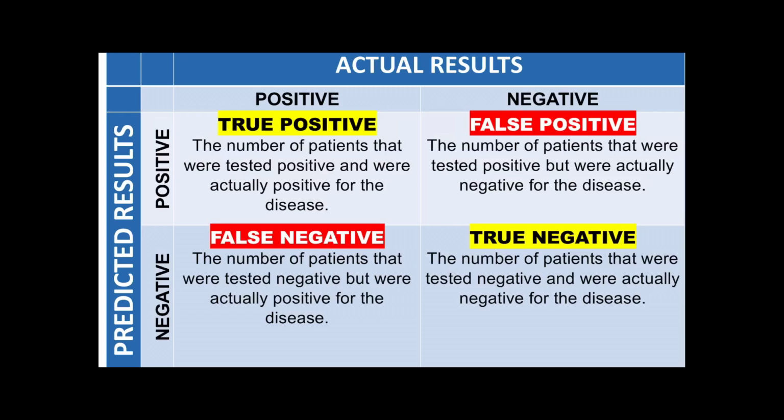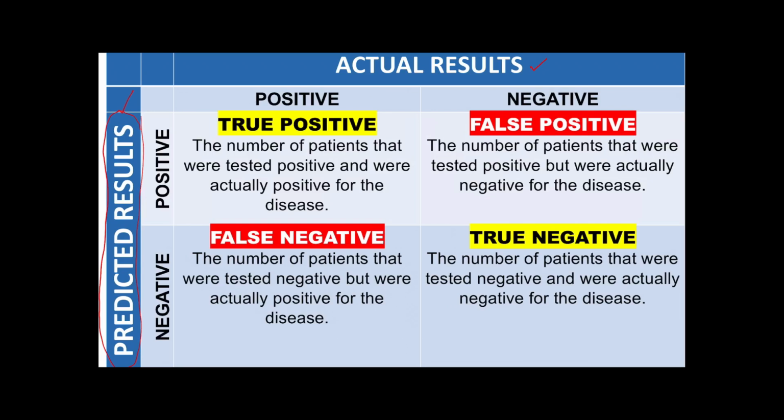First, let's have this table. This table shows the actual results of the patient, or let's say the diagnosis of the patient, and of course the predicted result of the patient. So this one is the one that is released in the laboratory.